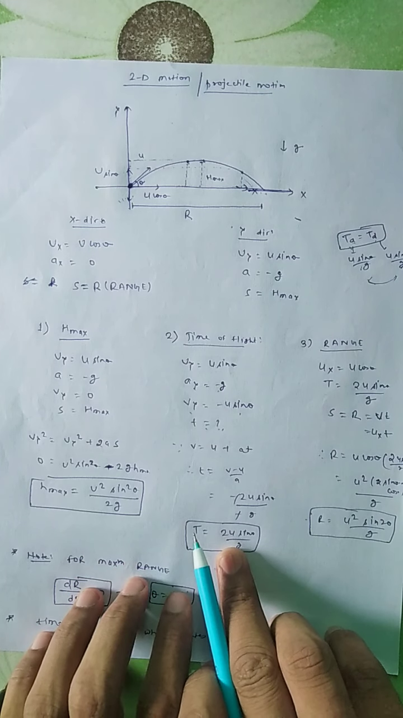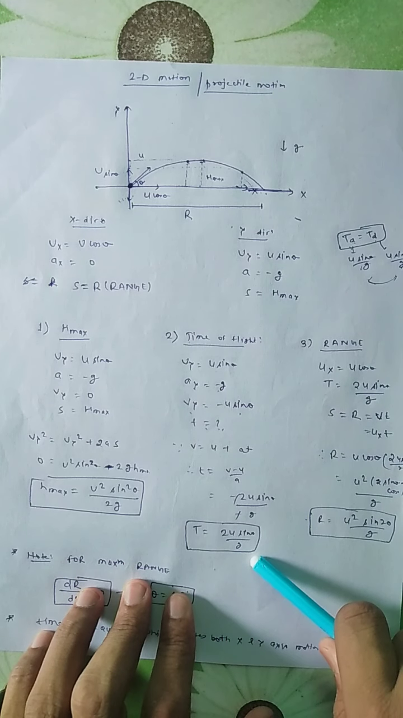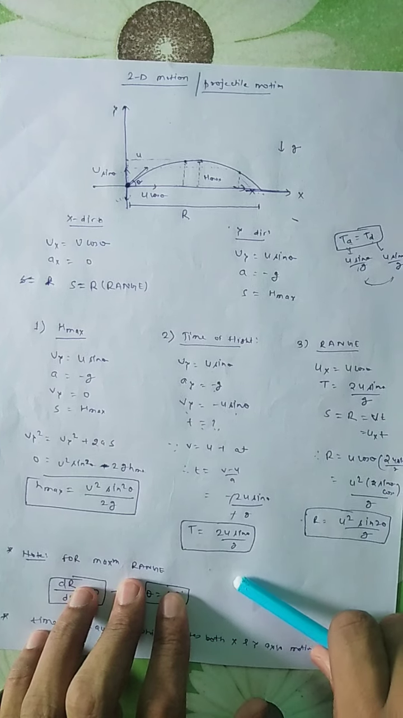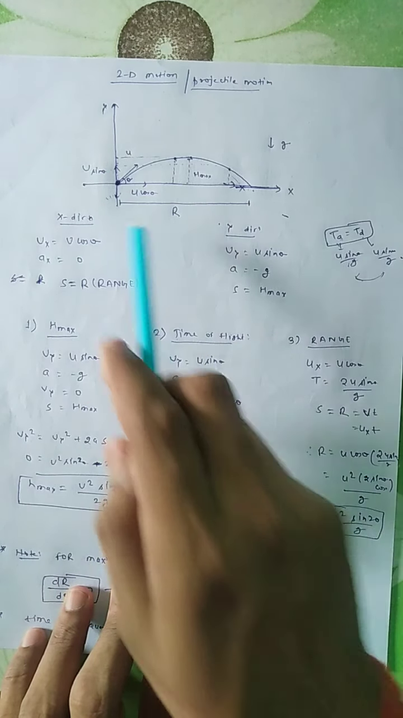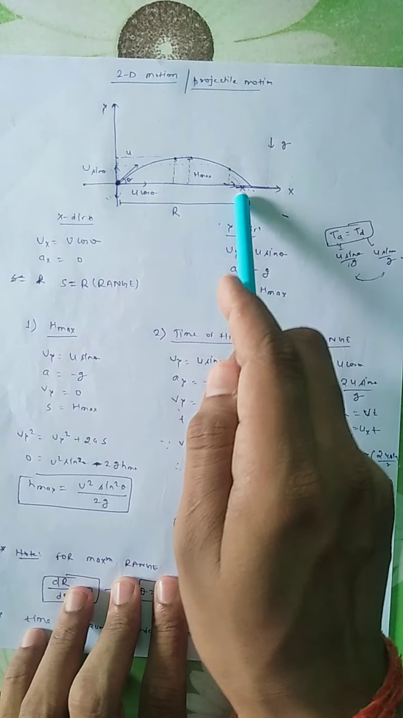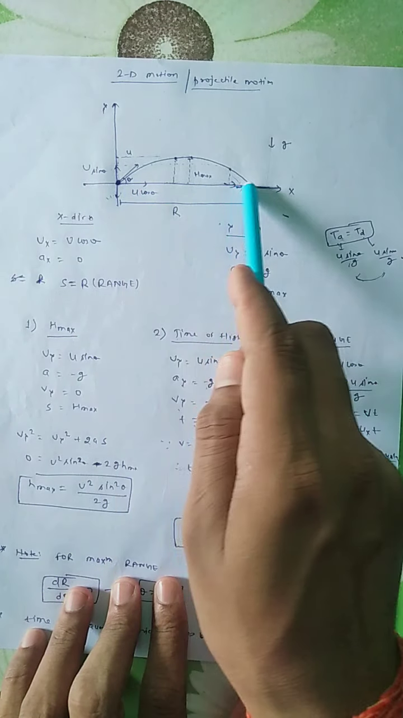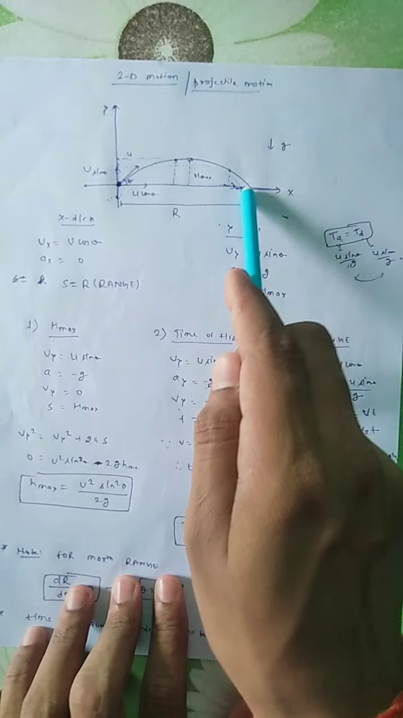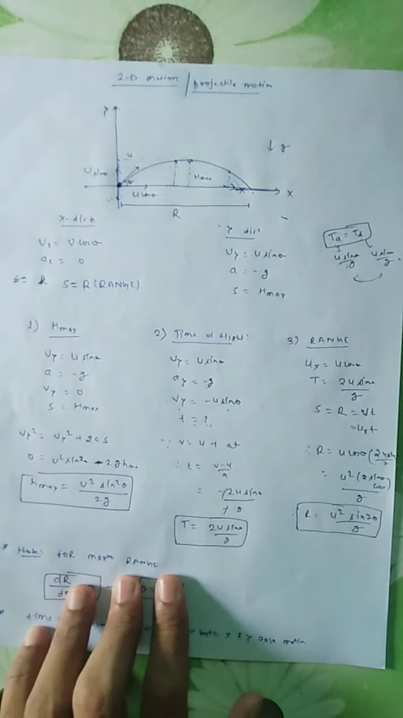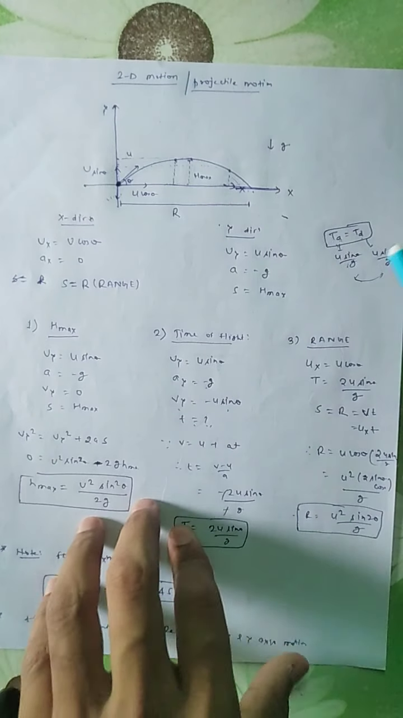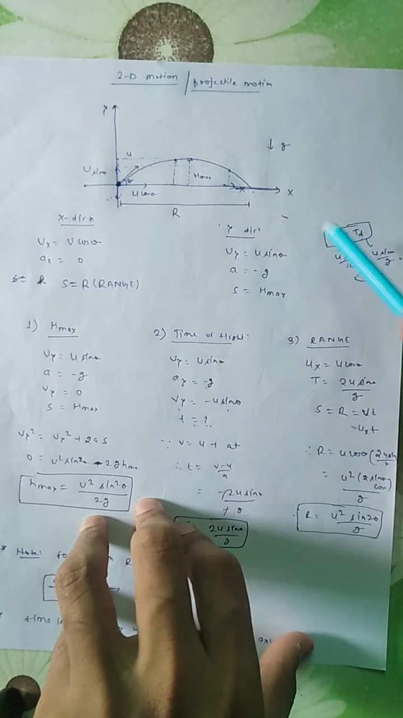Here we have completed the time of flight. Now we will study what is range. Range is the displacement in the x direction during the total time of flight. This is what range means: the path covered by the body in the x direction is its range. So let's understand how we'll find the range.